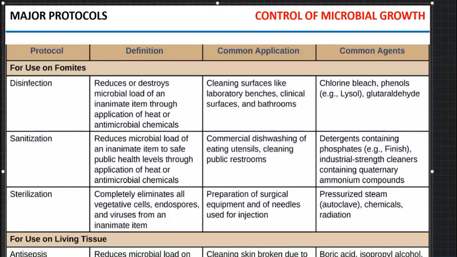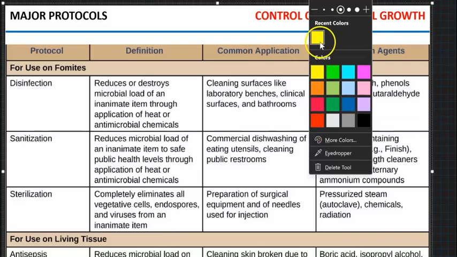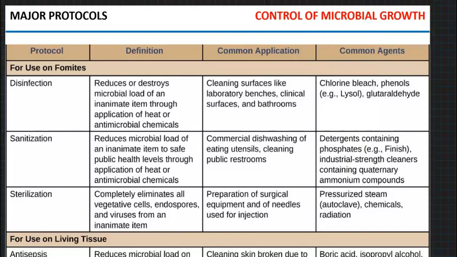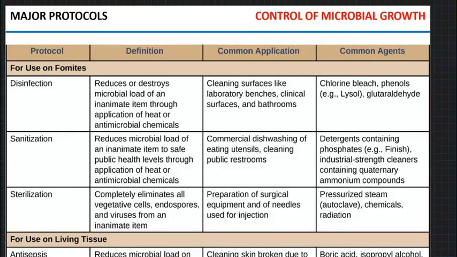So today we will chat about the chemical methods, mostly, and some physical methods, for the control of microbial growth. Before we actually get into the nitty-gritty of those methods, let's define the major protocols. Okay? So the main protocols for the microbial control are separated into two large groups based on the nature of the surface you try to control the microbes on.